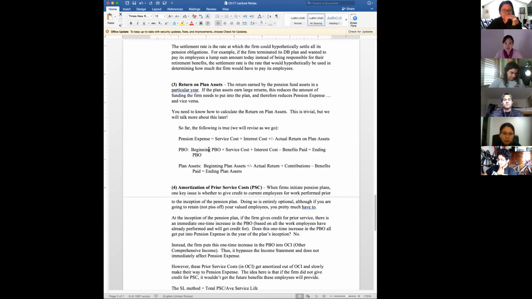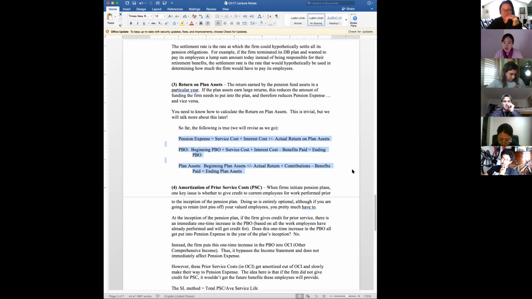So far, we've looked at these three items: pension expense equals service cost plus interest cost, and plus or minus actual return on plan assets. PBO, beginning projected benefit obligation, plus service cost plus interest cost, minus benefits paid.